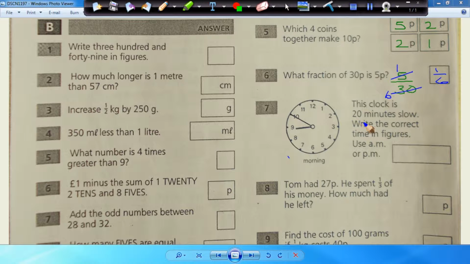This clock is 20 minutes slow. If it's 20 minutes slow, what do we do? We add 20 minutes onto it. So what will be the time? It will be 10, 10 in the morning.